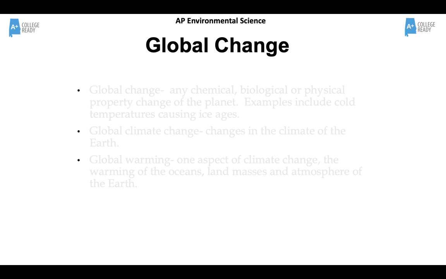Climate change, global climate change, is changes in the climate of the Earth. And global warming is one aspect of climate change, the warming of the oceans, land masses, and atmosphere of the Earth.